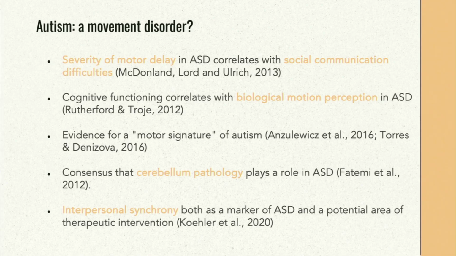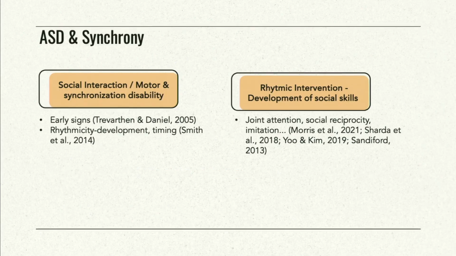And then synchrony, which is of course why we're all here. The literature here is somewhat mixed, but it does seem to be that difficulties with synchrony may be a marker of ASD, and there's been quite a bit of interest about that as a potential area for intervention as well. So the literature about ASD and synchrony, we have seen that struggling with synchrony may be an early sign of autism, especially in terms of rhythmic development, especially in social contexts.